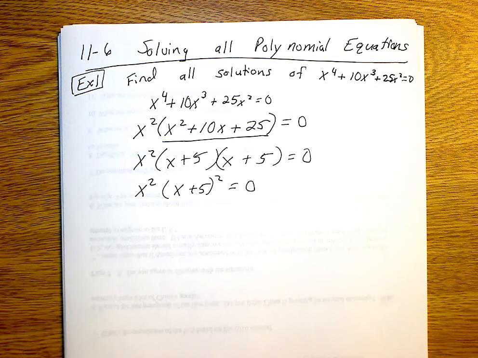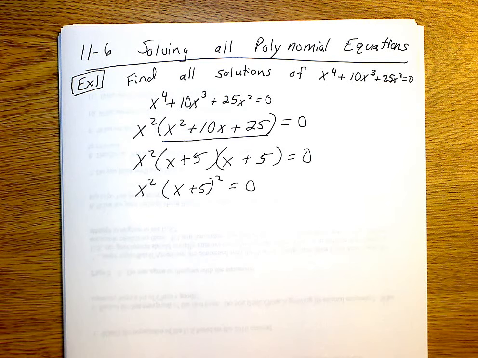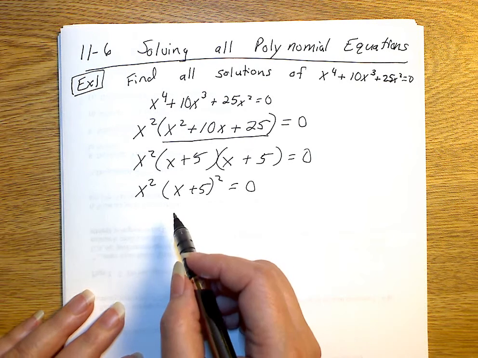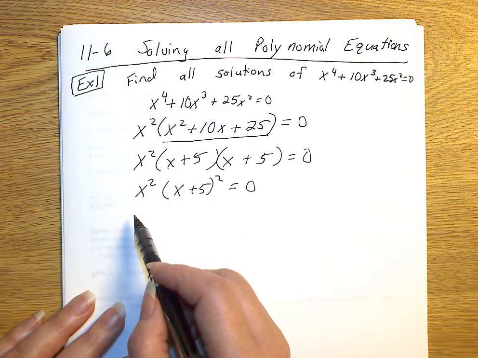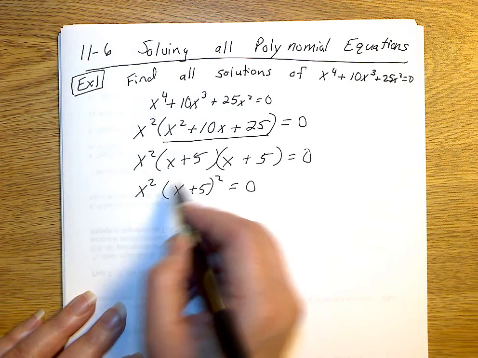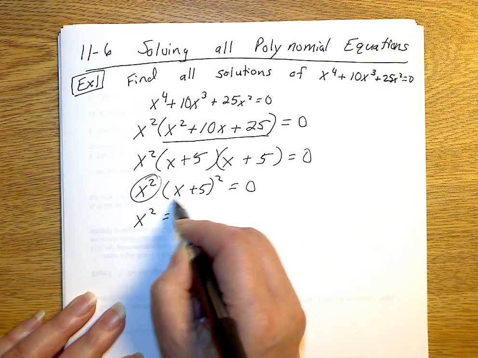Finding all solutions. We've done this before. What do I have to do next? What's my next thing I have to do? Yes. We are finding the zeros. How do I find the zeros? You figure out what plus 5 equals 0. So I'm taking this and setting it to 0, and then I'm setting this to 0.